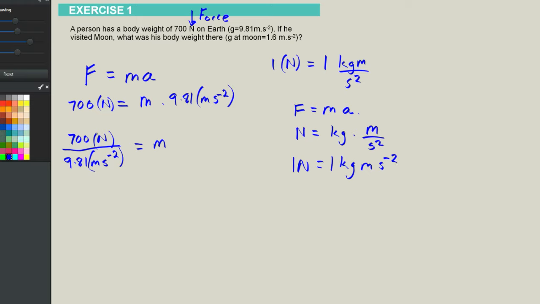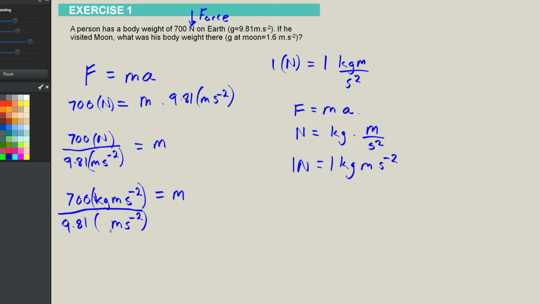So I'm just going to change our newton over here to be 700 kilogram meters per second squared divided by 9.81 meters per second squared, putting it in brackets. And we can see here most of these units will cancel out.